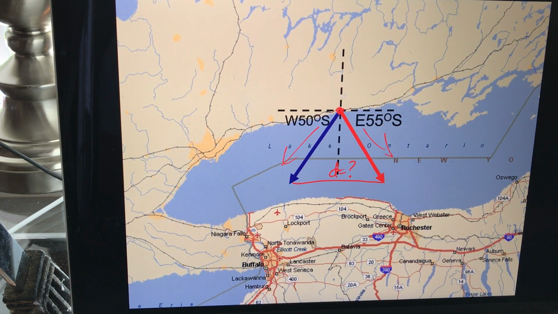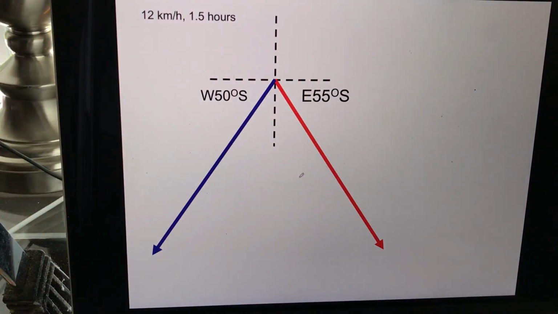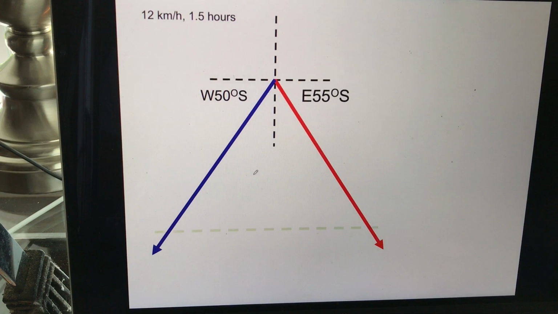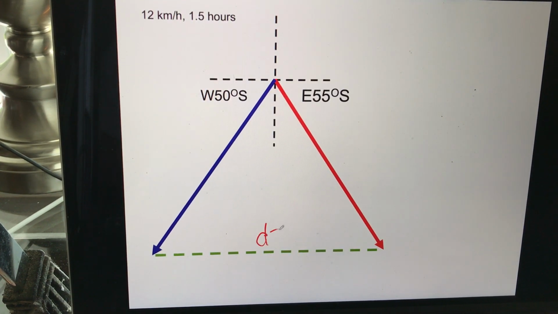So we kind of want to orient this on a compass so we can build our angles. And we want to try to find that D. And there's that 18. It's just 12 kilometers per hour times 1.5. So just to reconstruct this here a little bit, this is the D I'm trying to find. I know this is 18. I know this is 18. So is there a way I can figure out this primary angle theta?